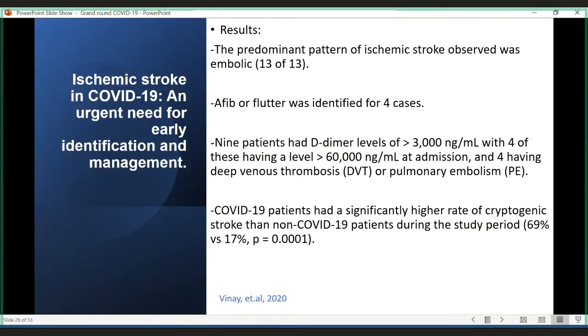The results of this study had some interesting findings. All 13 patients had embolic-looking strokes. They were able to identify atrial fibrillation as the possible cause for 4 patients. But in 9 patients, they were not able to identify any underlying etiology, and they classified those as cryptogenic strokes. Interestingly, the 9 patients had an increase in D-dimer levels, at least more than 3,000, and 4 of them had D-dimer levels of more than 60,000. And in those patients, they didn't only develop strokes, but also other types of hypercoagulopathy, including DVTs and pulmonary embolisms.